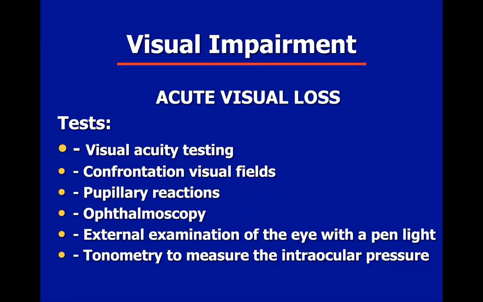Now, out of all these 6 tests, when you come to the 5th level, as a 5th year medical student, the only 2 you will have to know how to do is your confrontation visual fields and your ophthalmoscope. You have to be able to master these 2. Visual acuity testing, pupillary reactions, you do have to know them, but not master them. External examination with the pen light and tonometry.